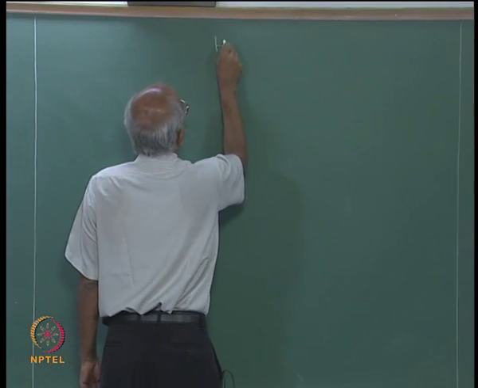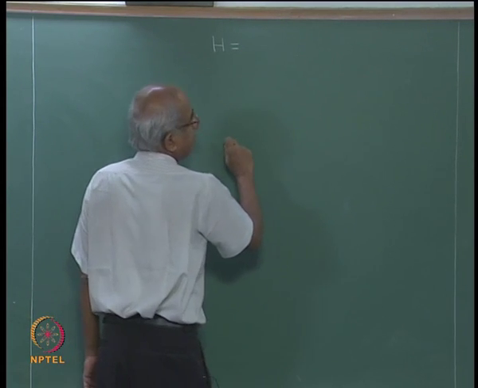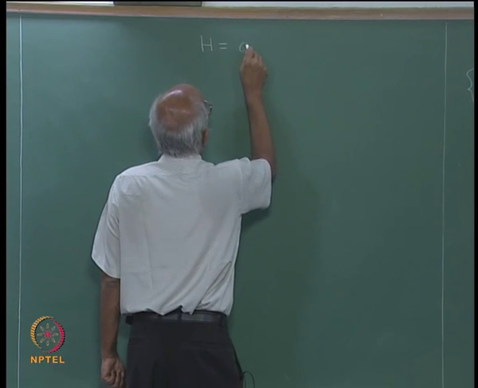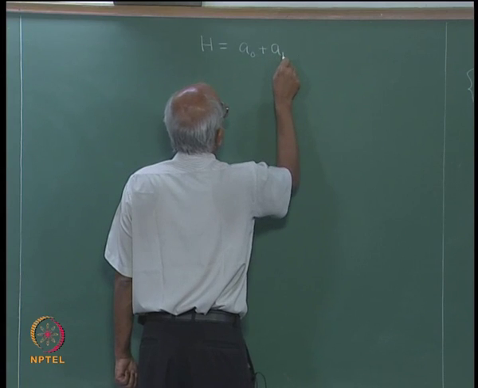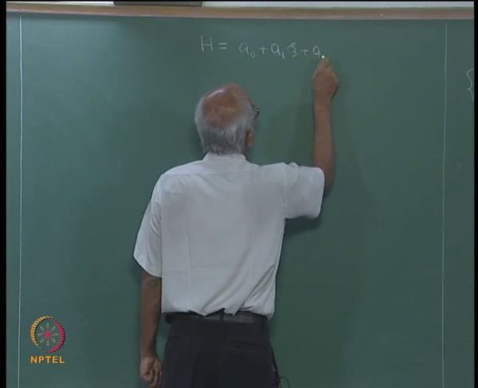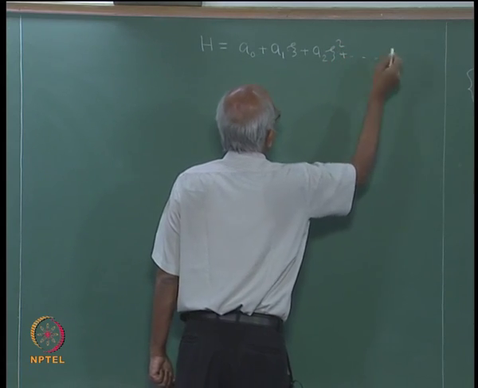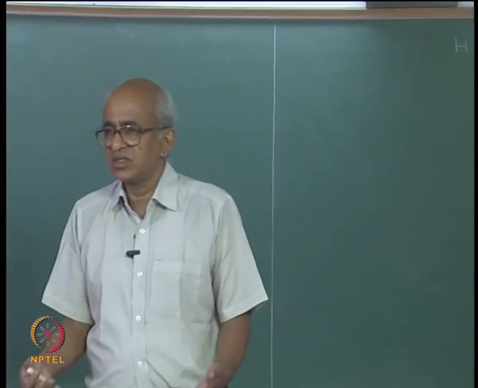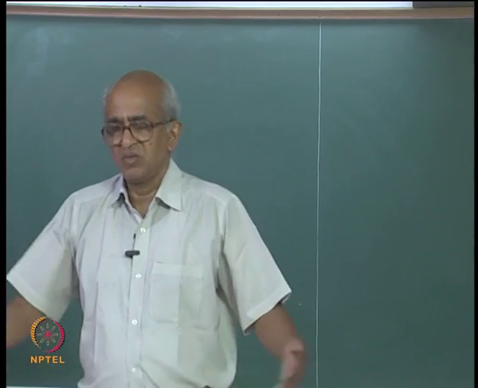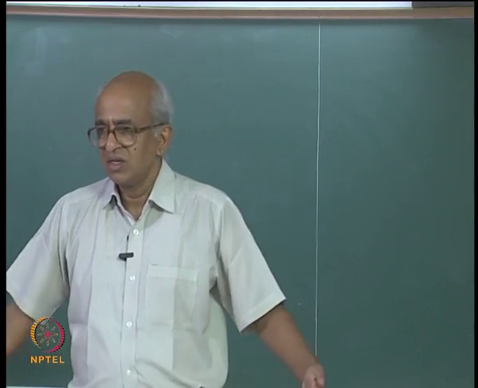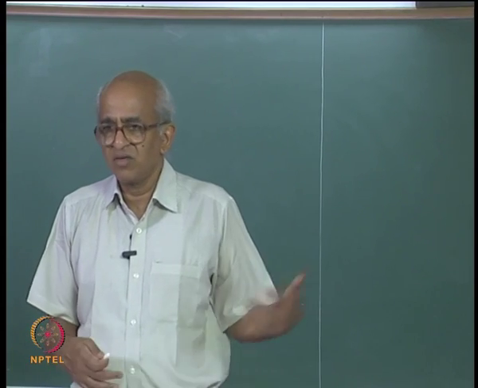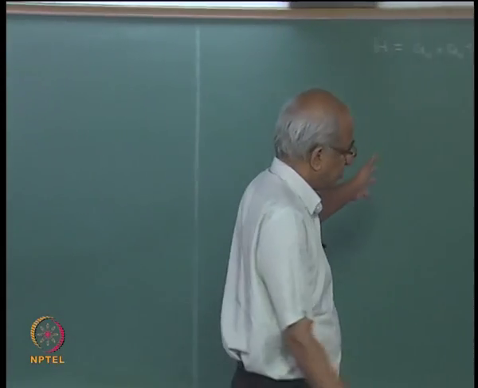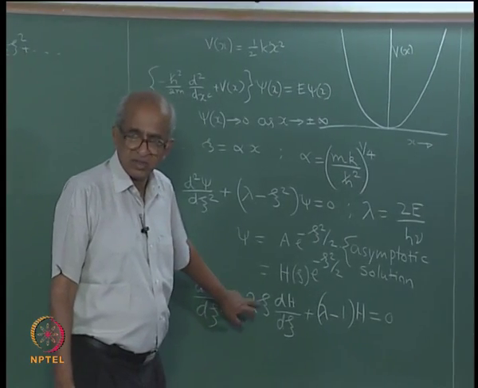The answer is that the way this equation can be solved is to just assume that H may be written as some A0 plus A1 C plus A2 C square plus etc. up to infinity, where A0, A1, A2, A3 these are constants. I just assume a solution which is a series, and what I will do is I will try to adjust the values of the constants A0, A1, A2, A3 etc. in such a fashion that H is going to satisfy this equation.